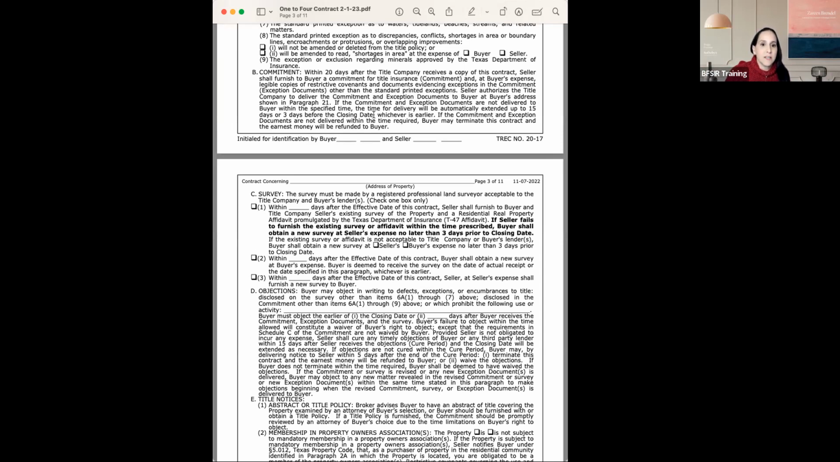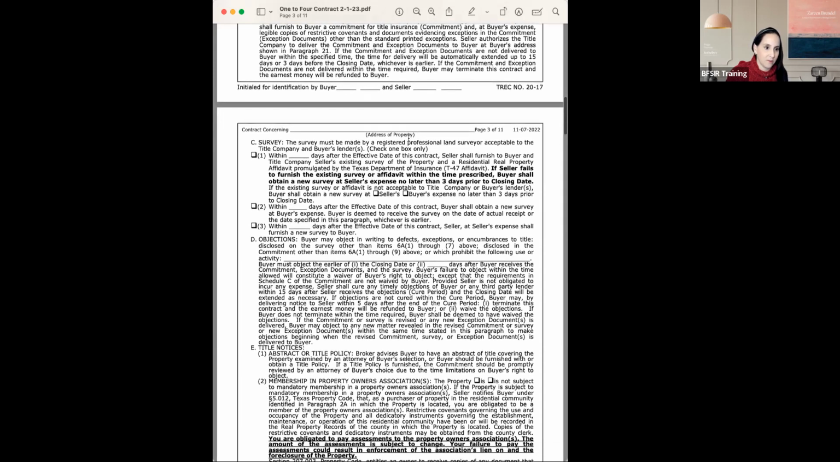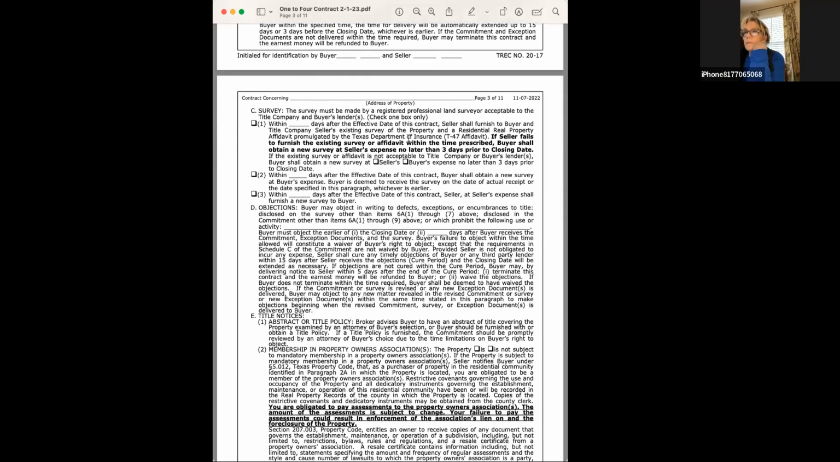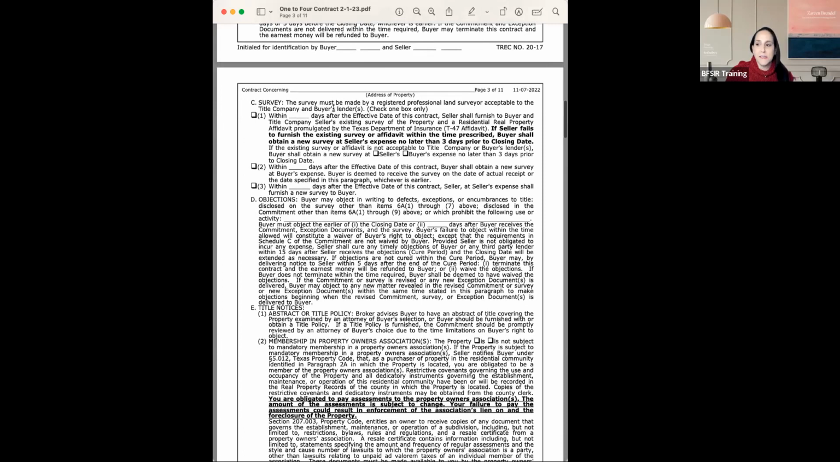If they're not delivered within the specified time, the time for delivery is automatically extended up to 15 days or 3 days before the closing date, whichever is earlier. If the commitment and exception documents are not delivered within the time required, buyer may terminate this contract and the earnest money will be refunded to buyer. So if you get to 3 days before closing and you still don't have a commitment, the buyer has the right to terminate. Or if it's 15 and 20, if it's 35 days past the effective date, the buyer has the right to do that as well, because it probably means there are some complicated title things going on. Does that make sense?